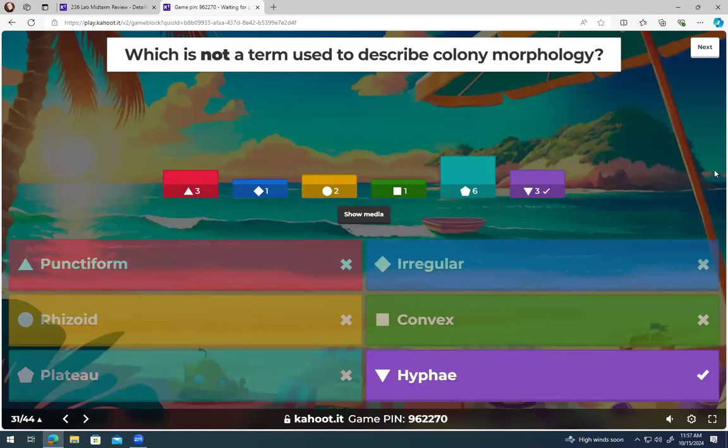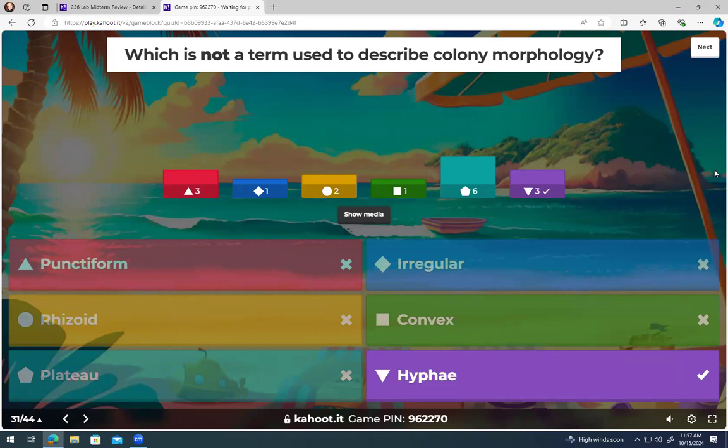Hyphae is the answer for this one. So we could go through each of these and I could tell you what they all mean, but I'm not going to test you on what they mean. What you guys really need to know for this one, and the reason why I didn't even write this out on the study sheet, is know what terms are colony morphology terms. Know what terms are cell shape. Which ones are cell arrangements.